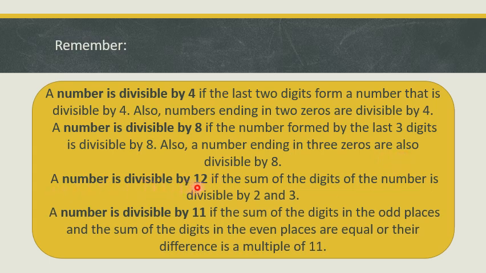A number is divisible by 12 if the sum of the digits of the number is divisible by 3 and 4. A number is divisible by 11 if the sum of the digits in the odd places and the sum of the digits in the even places are equal or their difference is a multiple of 11.